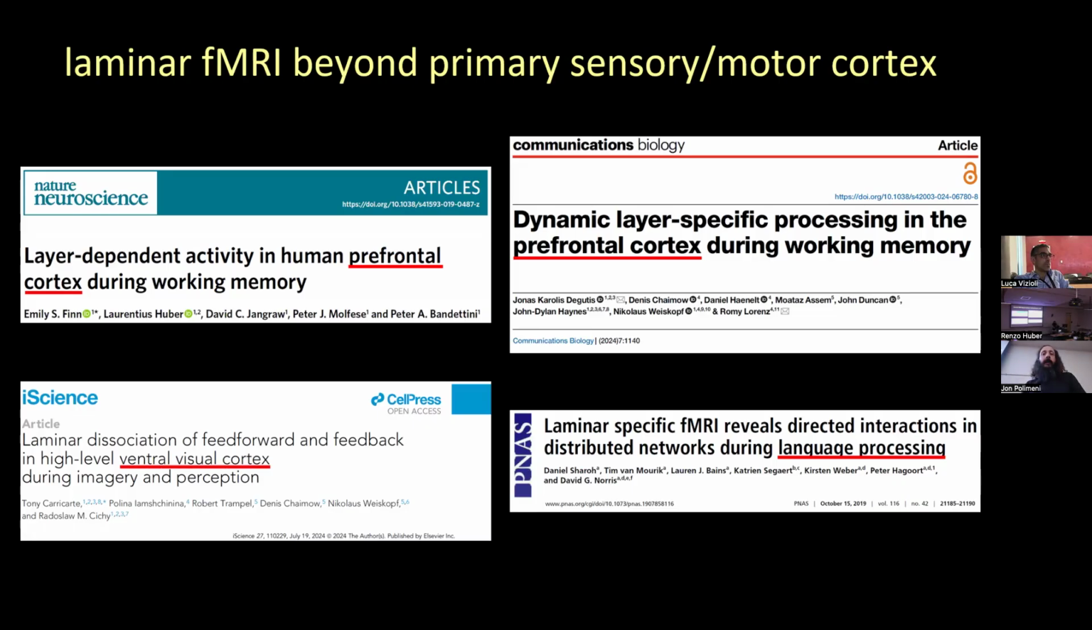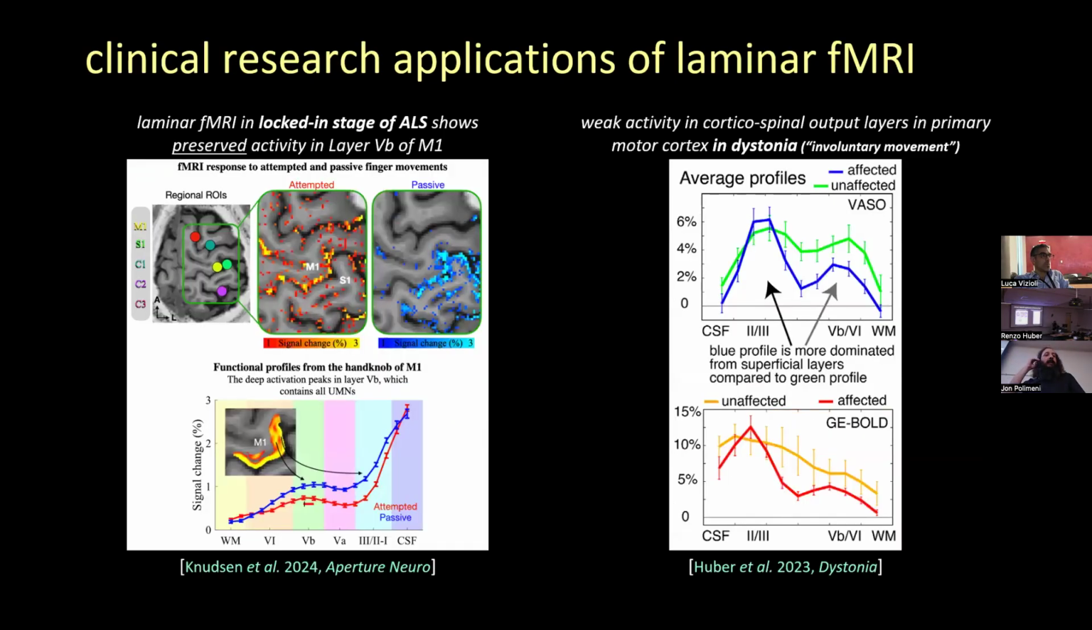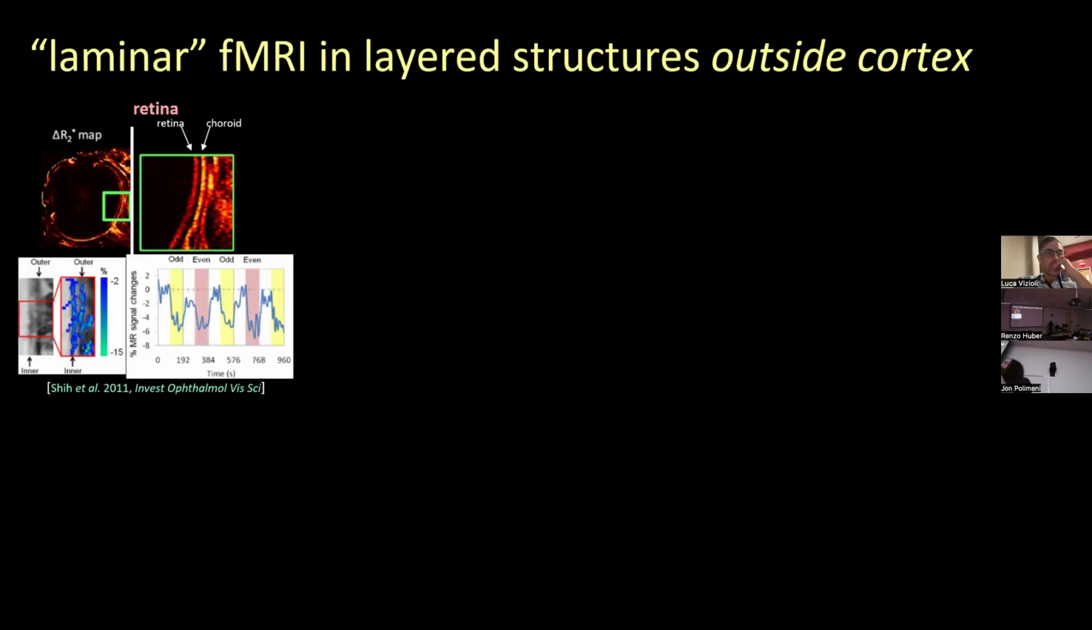I think this is quite exciting. Also seeing some recent clinical research applications of laminar fMRI, for example, an ALS patient on the left and dystonia on the right. I think it's going to take some time before these techniques are really robust enough for routine clinical research. But again, I think this is a sign that these techniques can be providing useful clinical information.